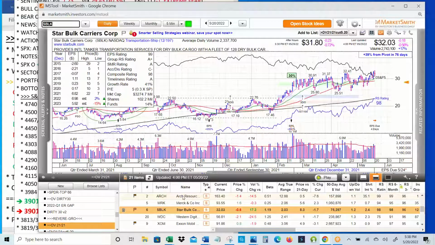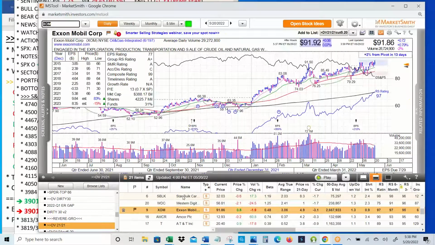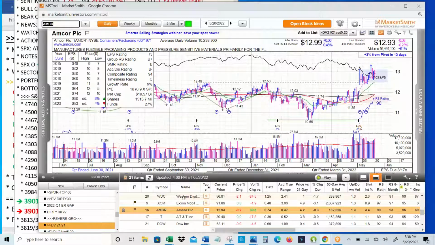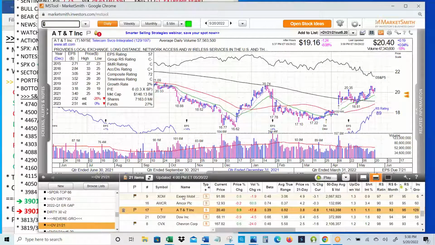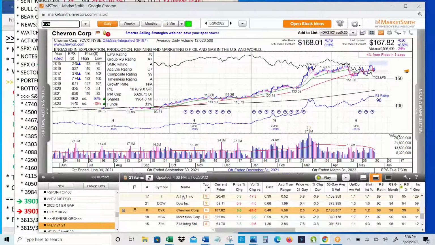Starbulk, this is a shipper, near all-time highs. WDC, Western Digital, not the best pattern, kind of choppy, gapped up on earnings, holding the 21. Exxon Mobil, one of the strongest integrated oil stocks, near all-time highs. Amcor, AMCR, packaging company, holding above its breakout level. AT&T, how about you? Showing some relative strength after being a dog for basically forever. Dow Chemical holding above the 21. Chevron holding, sitting right on the 21 and the 50.